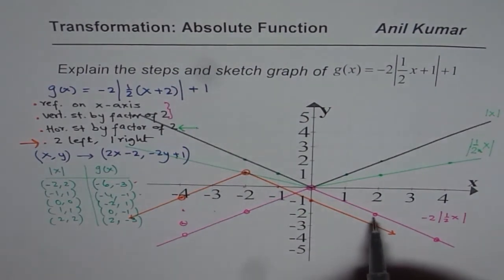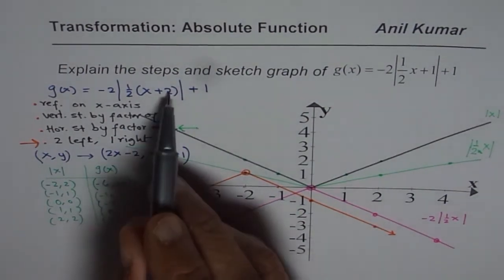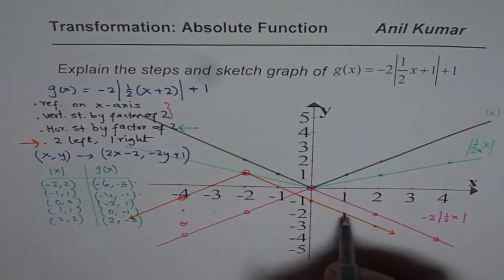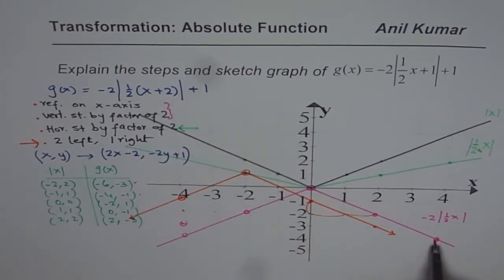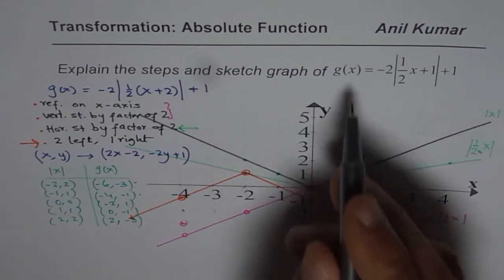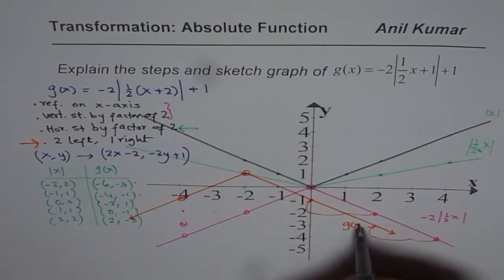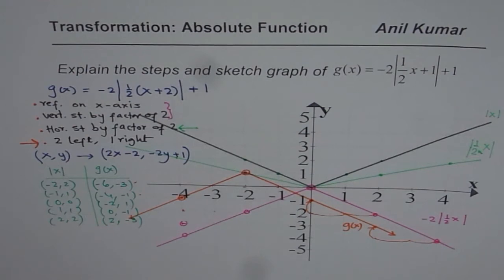On the right side, we have to go 2 left, 1 up. So we go 1, 2, and 1 up, right? So we reach the same place. Here again, 2 left and 1 up, right? So do you see? Finally, we again get the same function, which is g of x. So we get g of x exactly the same as we did in the first method, which is obvious. We should get it.